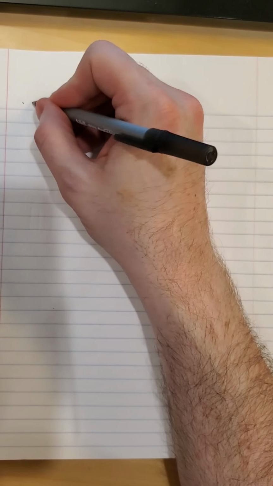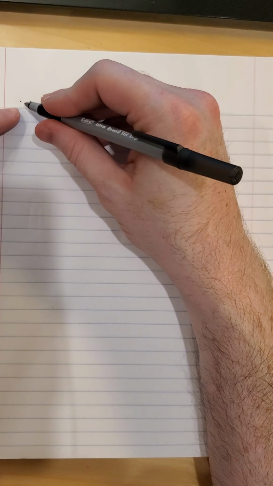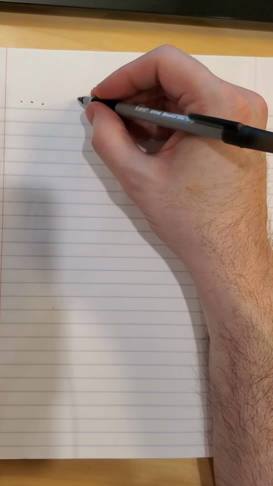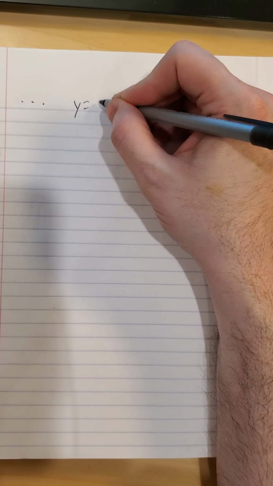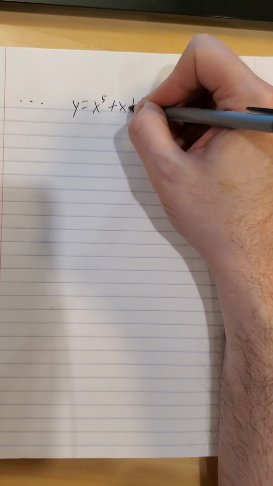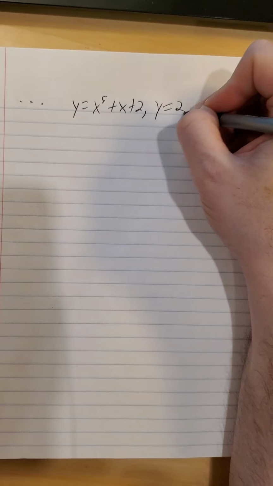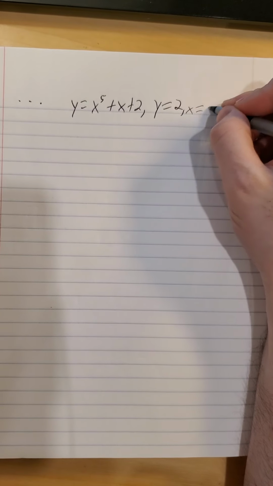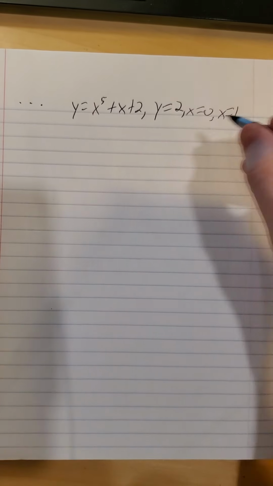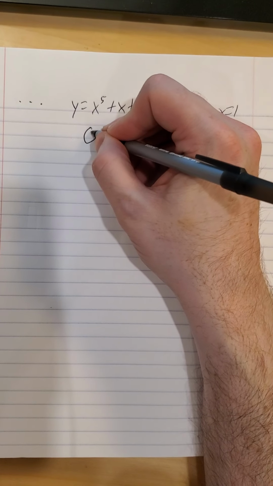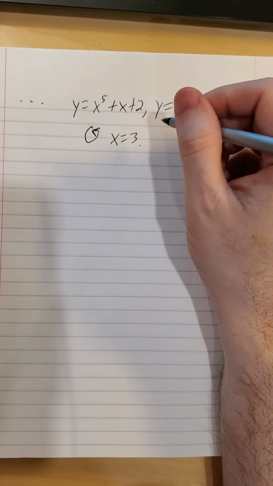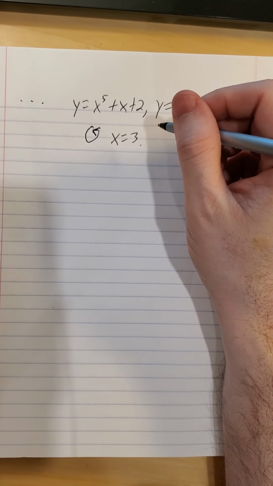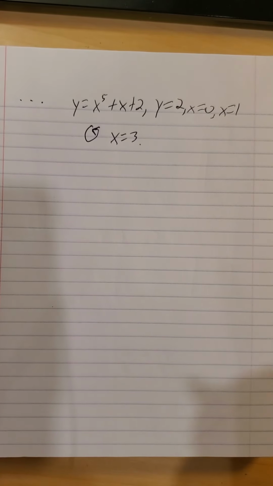So find the volume of the solid formed by revolving the area, the same intro we've done on all the problems in the last 2 sections. We're going to take y as x to the 5th plus x plus 2, y equals 2, x is 0, x is 1. And we'll spin it around the line x is 3. So give that a pause, see what you can do, and unpause it when you're done, and we'll finish it out.